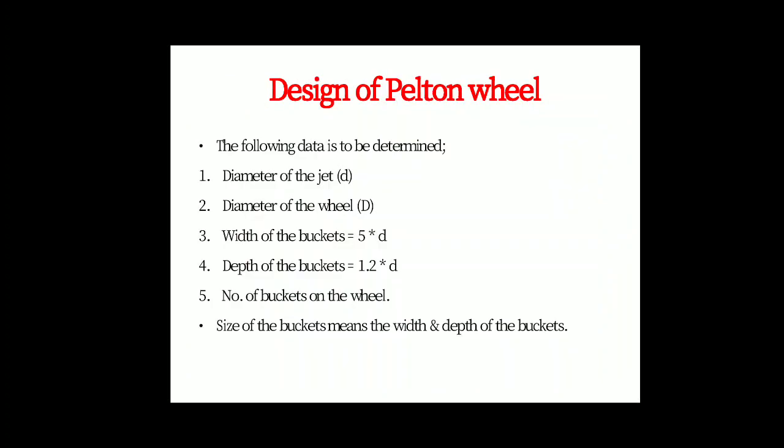Now, as the final stage, we can design a Pelton wheel. The following data has to be determined. First is the diameter of the jet, d, and the diameter of the wheel, D. The width of the buckets can be given as 5 times the diameter of the jet, and the depth of the buckets is 1.2 times the diameter of the jet, and then the number of buckets on the wheel.